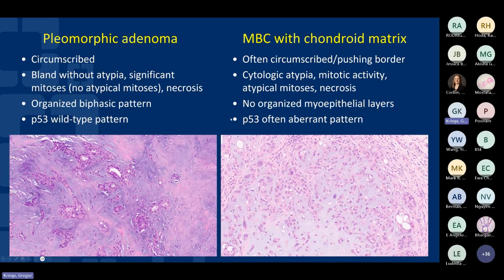One marker that also might be very helpful in this differential in some cases is P53. Most metaplastic carcinomas with chondroid differentiation do have P53 mutations and will show an aberrant immunohistochemical staining pattern for P53, whereas pleomorphic adenomas are invariably wild type.